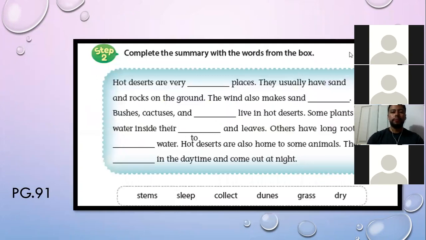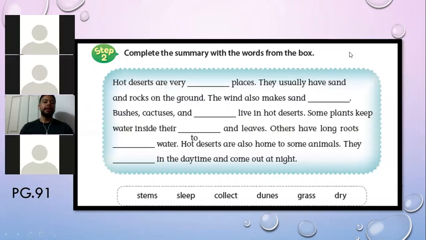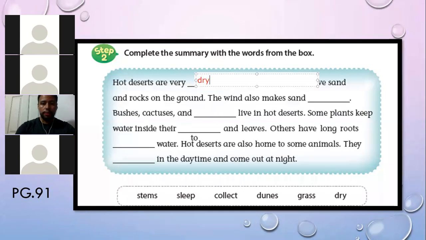This is the summary. Complete the summary with the words from the box. Okay, here I need volunteers to read, please. Each section. Okay, thank you, Dimitri. Go ahead, continue, please. Hot deserts are very dry places. They usually have sand and rocks on the ground. On the ground, correct. Dry is the missing word. Good. Okay, let's continue.